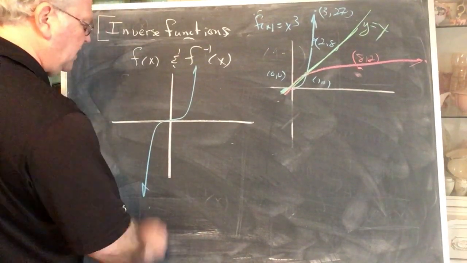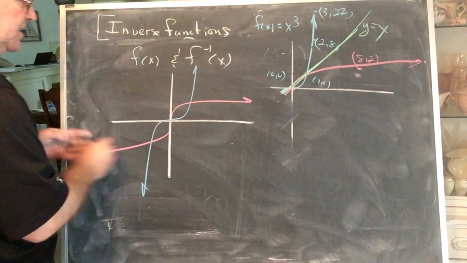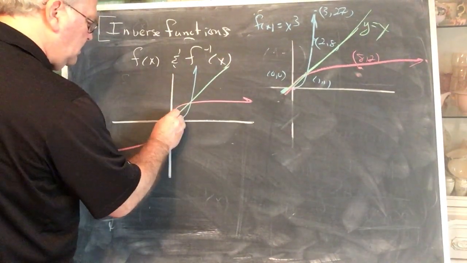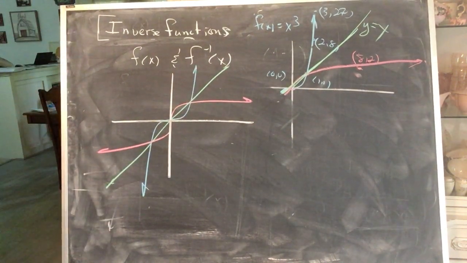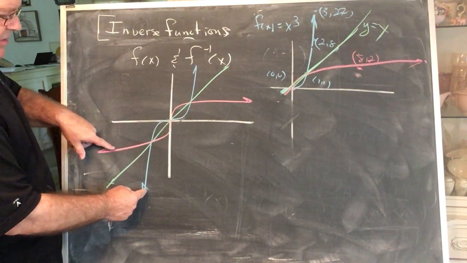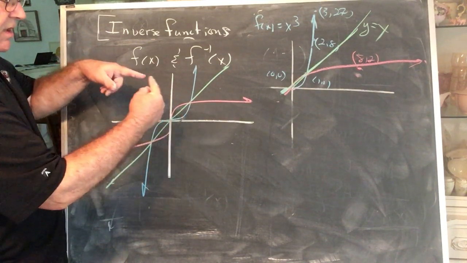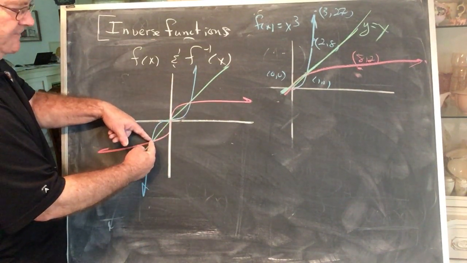So there's the original function. There's the inverse. Here's the line y equals x. Think of this being the mirror. As you move closer to the mirror, your reflection moves closer to the mirror. As you touch the mirror, your reflection touches the mirror.